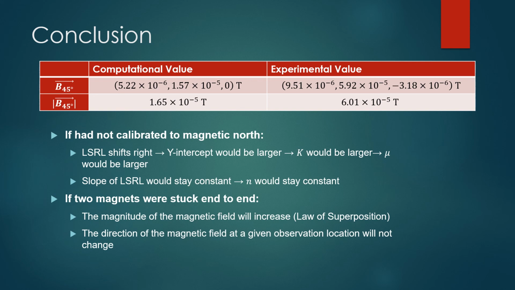If we had not calibrated the magnetometer to magnetic north, we would see that the line of best fit shifts right, which would increase the y-intercept, which would increase k, and which would subsequently increase mu. However, n would stay constant as the slope stays constant. Also, if two magnets were stuck end to end, the magnitude of the magnetic field will increase due to the law of superposition. However, the direction of the magnetic field at the observation location will not change.